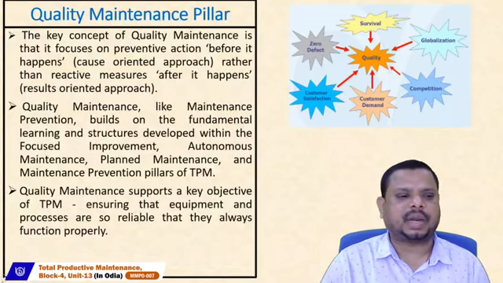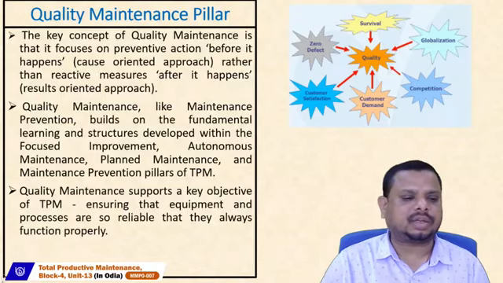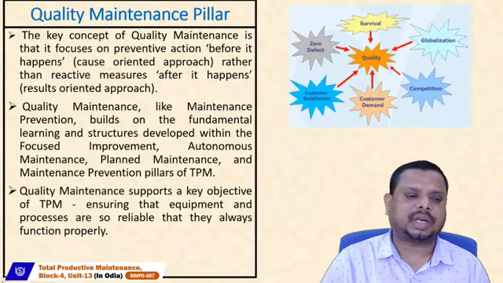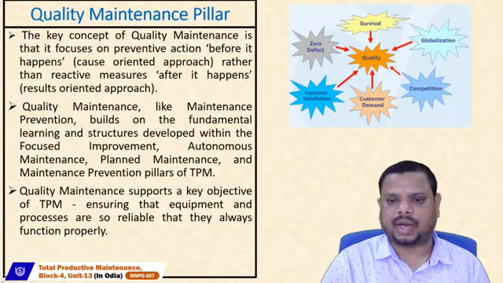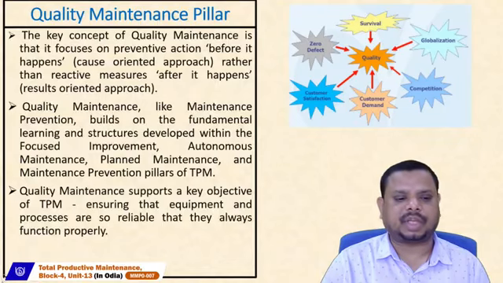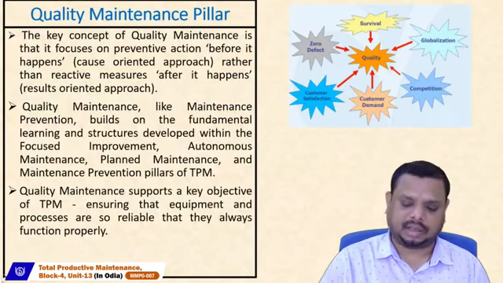Quality maintenance, like maintenance prevention, is built on fundamental learnings, with structure developed within focused improvement, autonomous maintenance, and planned maintenance, which are the major parts of your maintenance pillars under total productive maintenance. The next important part of quality maintenance is that it provides support in the form of the key objective of TPM, to ensure the equipment and processes are reliable and always function properly when they are needed.